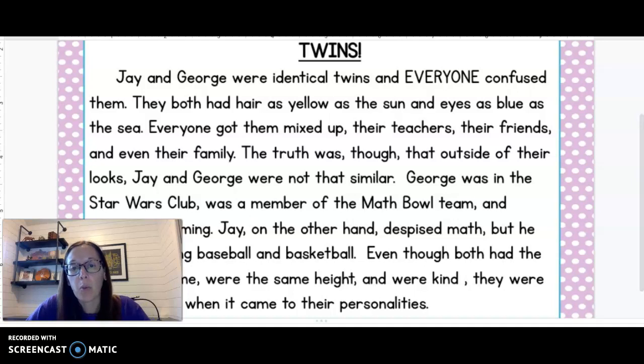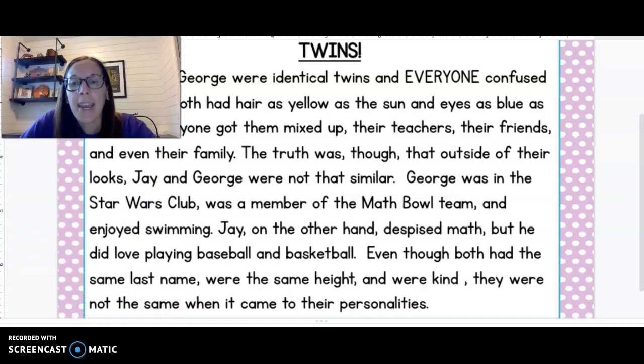George was in the Star Wars Club, was a member of the Math Bowl team, and enjoyed swimming. Jay, on the other hand, despised math, but he did love playing baseball and basketball. Even though both had the same last name, were the same height, and were kind, they were not the same when it came to their personalities.